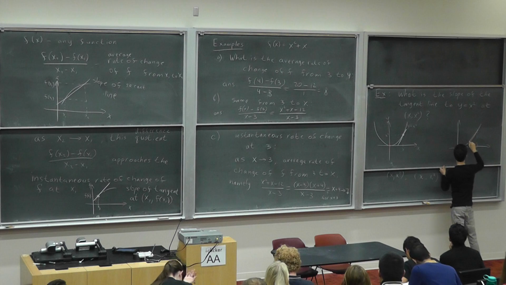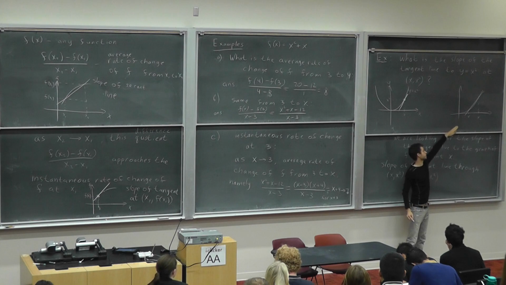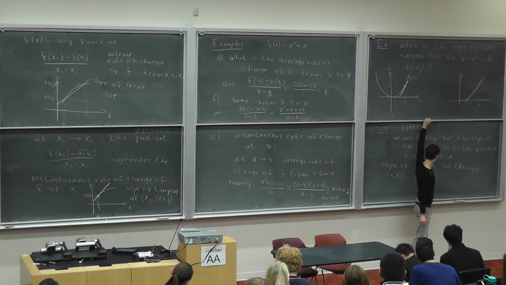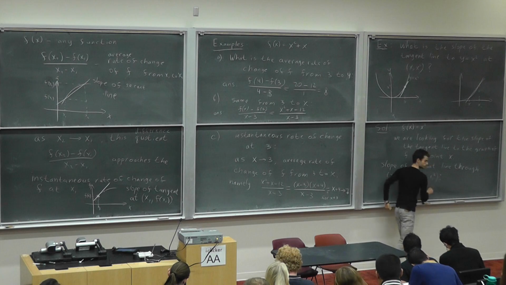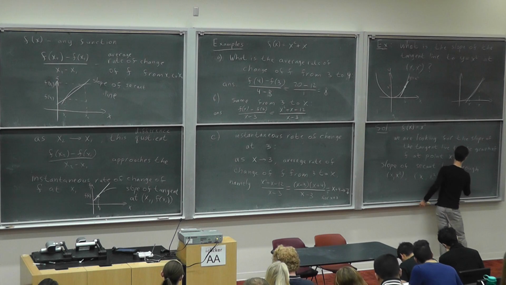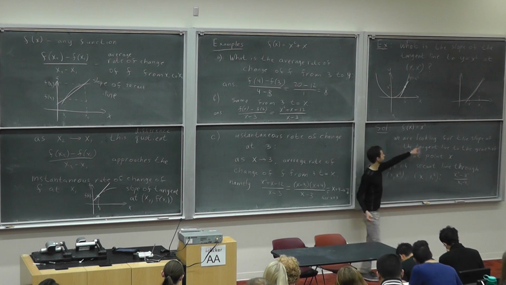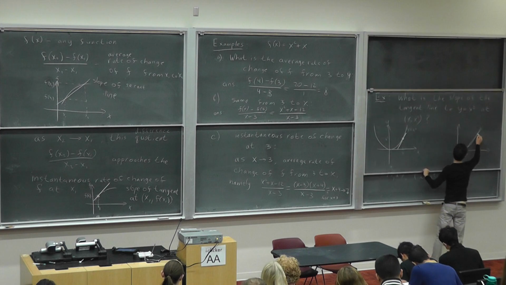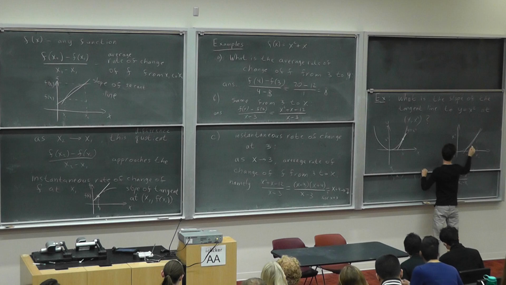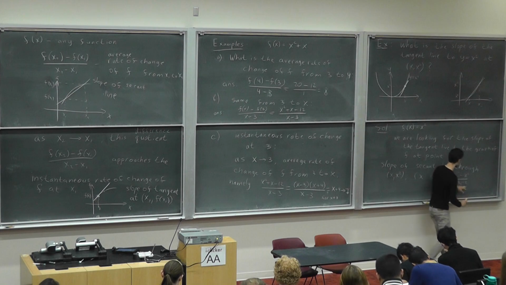And I'll compute what is the slope of secant line from x to x2. Well, that's not hard. It's x2 squared minus x squared divided by x2 minus x. So it's changing the y values, x2 squared minus x squared, divided by change in x values, x2 minus x.